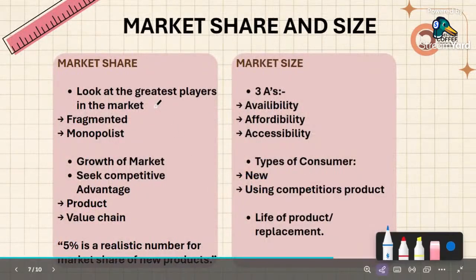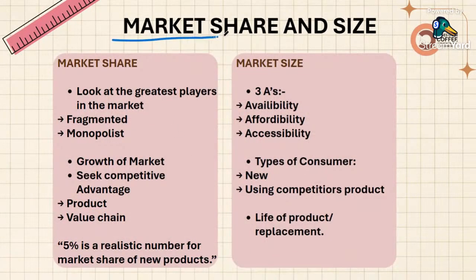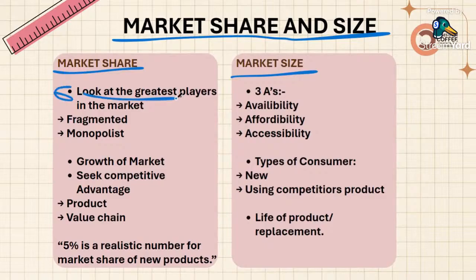Moving forward, in market entry we need to do two more things, which are the market share and the market size of the industry in which the company wants to enter. For example, the very first thing you need to do is take a look at the greatest player in the market in which the company wants to enter. Let's say the company wants to enter a market which is fragmented or monopolist. In these cases, we can generate some insights by asking these questions and understanding the industry and the market share.